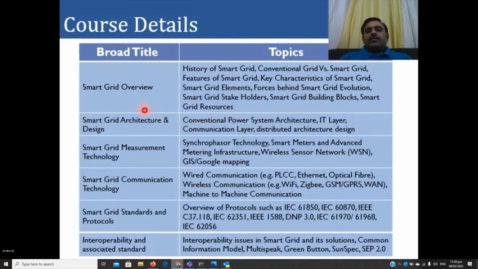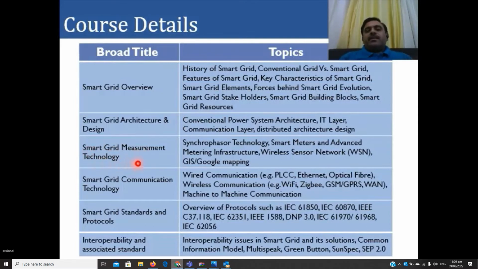In the smart grid architecture and design, we'll discuss the conventional power system architecture, how to place an IT layer on top of it, how to use a communication layer, and then we'll discuss the distributed architecture design to realize the smart grid concept. So in this topic, we'll discuss the overall architecture for the realization of the smart grid concept.